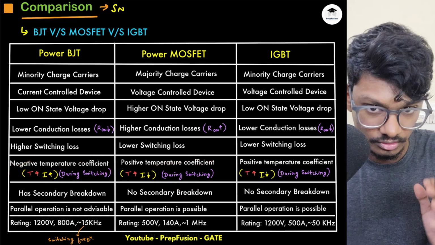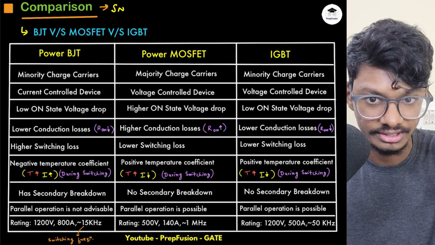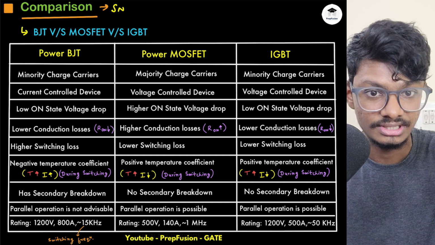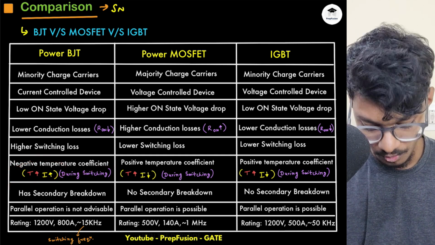And this is negative temperature coefficient because this has thermal runaway. So if the temperature increases, current will increase, conductivity will increase, current will increase, and if the current increases, temperature will again increase, right? So that is the loop basically.